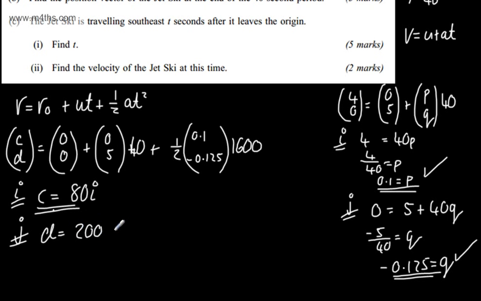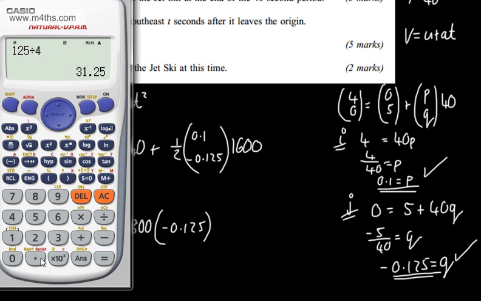So 200, and then we're going to have plus half. So what's that going to give me? That's going to give me 800 multiplied by negative 0.125. So let's go, what's that going to give me? 100. Let's just check that. I think that will give 100. Let's just put it in the calculator. Just to make sure, so 800 times 0.125.